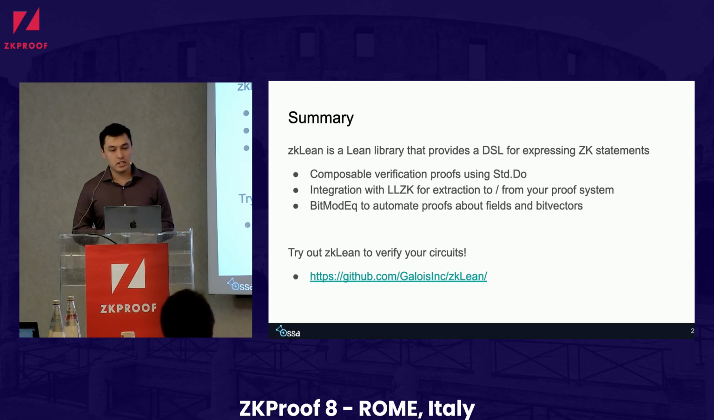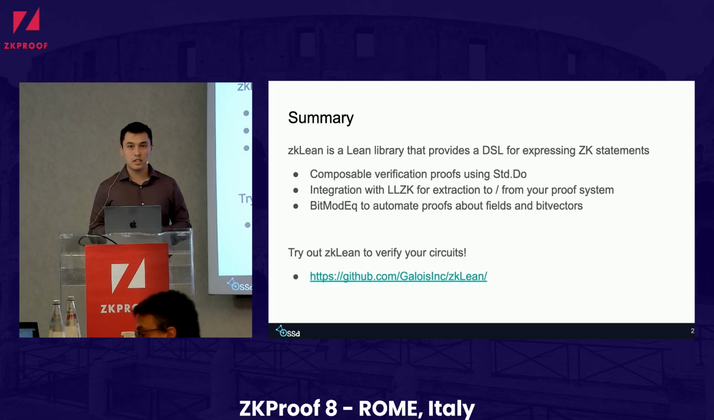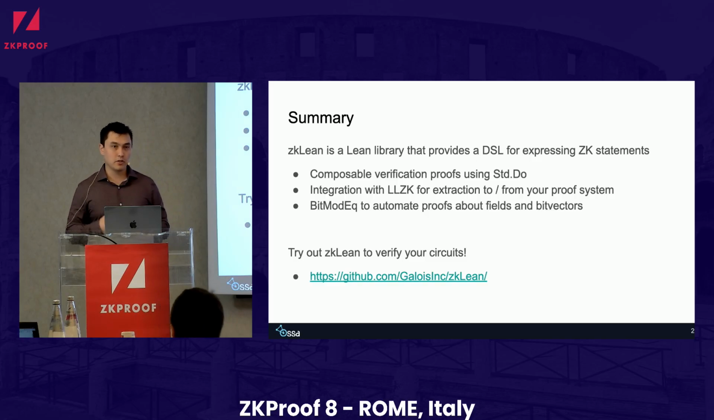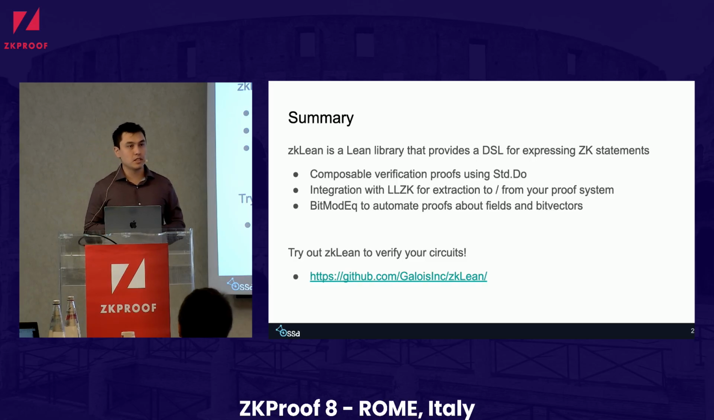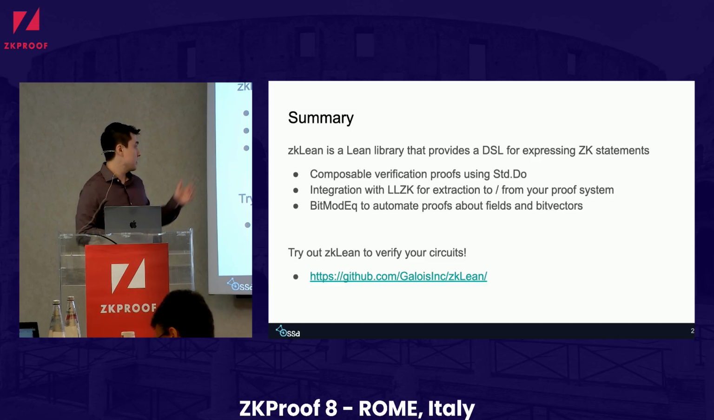So in summary, we've been developing zkLean, which allows you to write zk statements in Lean in a pretty nice and composable manner. It gives you a way to do compositional proofs, integrating with existing Lean infrastructure around standard do. We have this integration with ZK, so you can easily integrate zkLean with your existing proof systems, and hopefully more will be added as the LZK infrastructure continues to evolve and grow. And then we've implemented Bitmod EQ, which is this tactic to help you with these proofs and automate them. So I encourage you to give it a try, and let us know what you think.